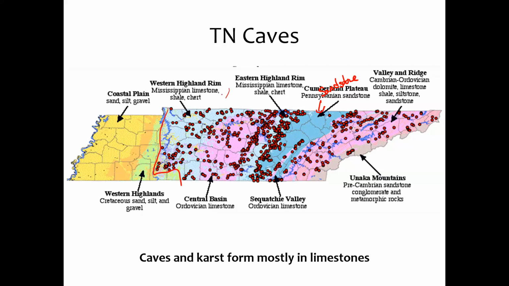But then these two areas here where you see all of these caves, these are areas where the aquifer and many of the rocks near Earth's surface is limestone. As a result, you get a lot of caves forming in those spots. Wherever you have limestone aquifers, you're going to have a lot of caves, and you're probably going to have karsty landscape.